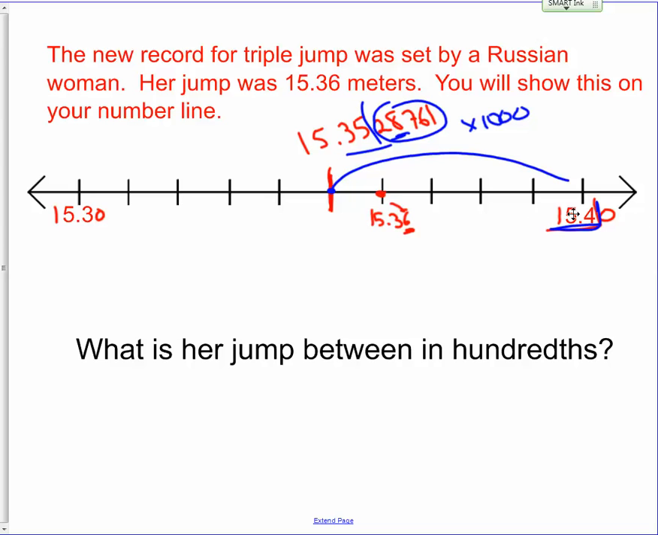15.40 is the same amount as 15.4. 15.3 is the same amount as 15.30. But if I put those zeros in, it's easier for me to find 15 and 36/100ths, because I know this is 15 and 31 hundredths, 15 and 32 hundredths, 15 and 33 hundredths, etc.